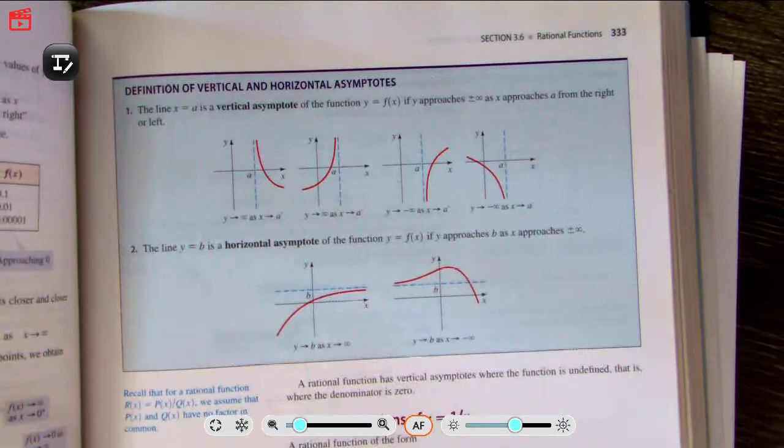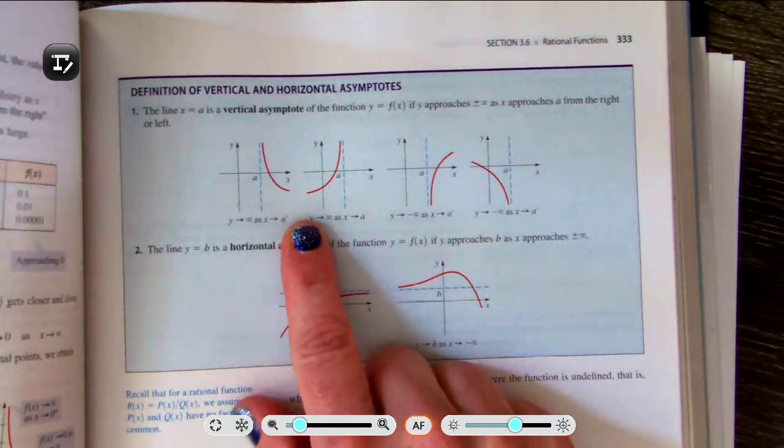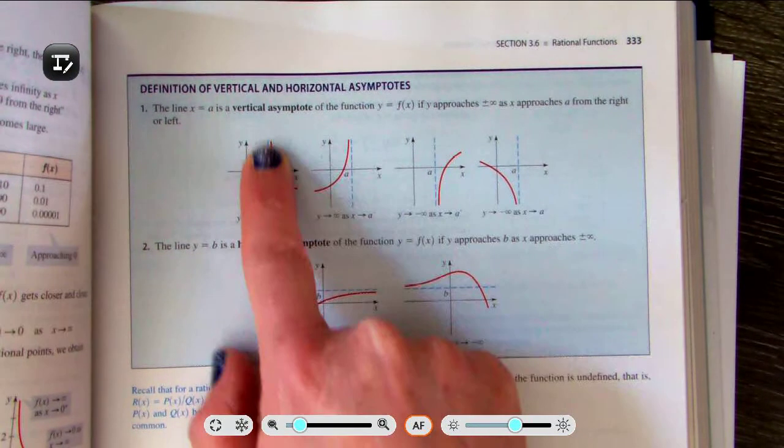So our definitions of vertical and horizontal asymptotes. First of all, the vertical. And notice we looked at a dotted line.